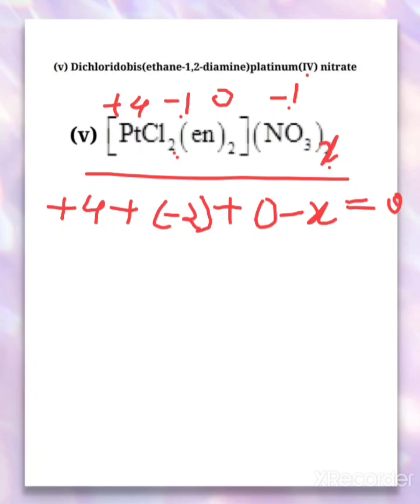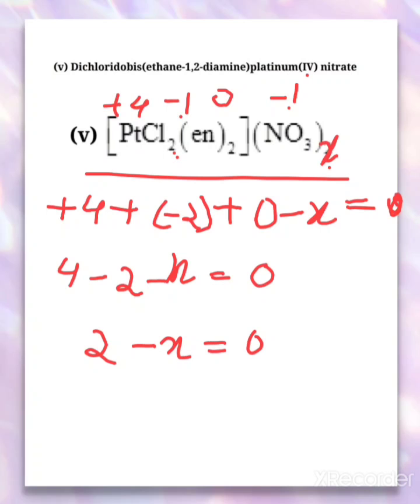That is, the overall charge is equal to 0 for this molecule. So when you solve this one, what will we be getting? That is 4 minus 2 minus X is equal to 0. So that is 2 minus X equal to 0. Therefore, what will be the X? That is X is equal to 2.